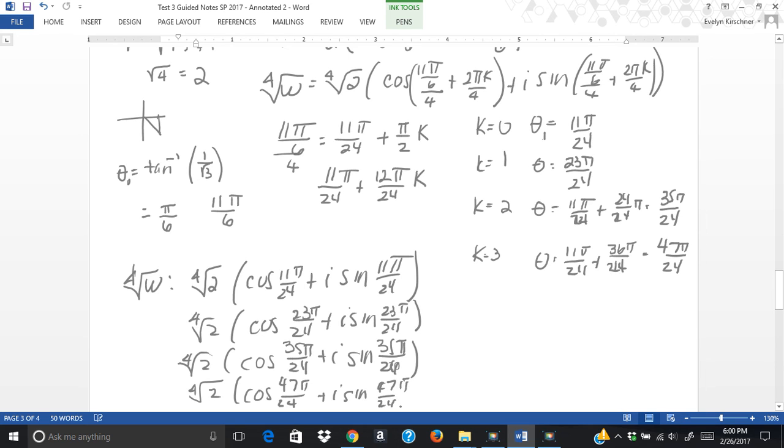So I have 4 roots. And the cool thing is that they're evenly spaced in the plane.